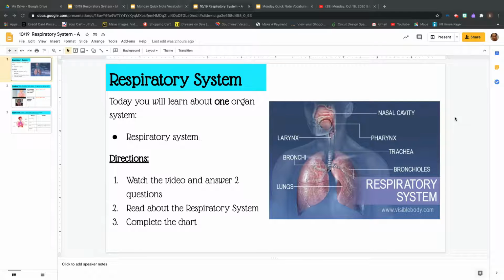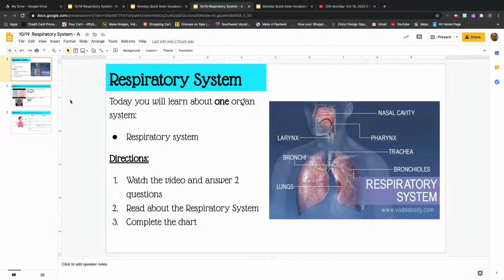We are talking about human body systems, and there are 10 that we're going to be discussing. Last week we covered the muscular system and the skeletal system. Today we're going to be talking about the respiratory system. Your directions are to watch the video and answer 2 questions, which will be on slide 2. Then you're going to read about the respiratory system and complete the chart. If you look at the picture to the right, the respiratory system has to do with our lungs. So just keep that in mind.